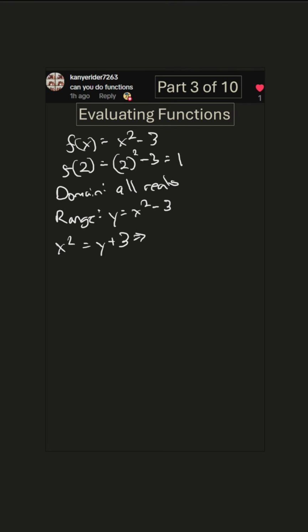So that means y plus 3 is also greater than or equal to 0 because they're equal to each other. So y plus 3 is greater than or equal to 0, which implies y is greater than or equal to negative 3. So the range is all real numbers greater than or equal to negative 3. That's what we can get out of this function.